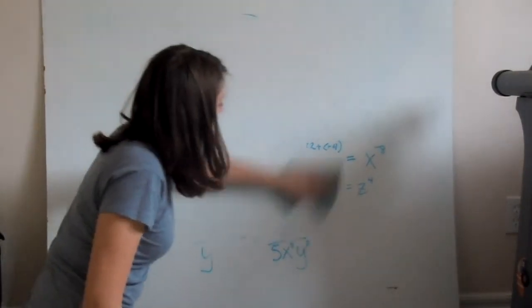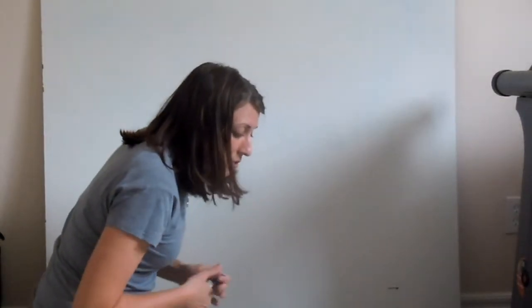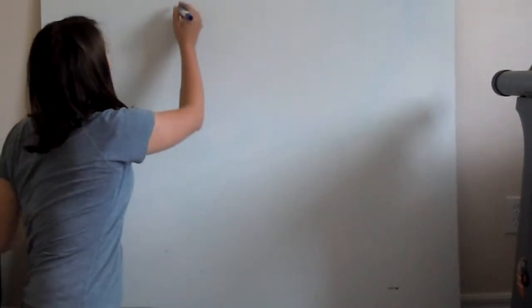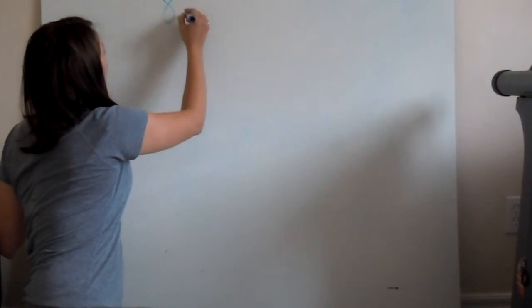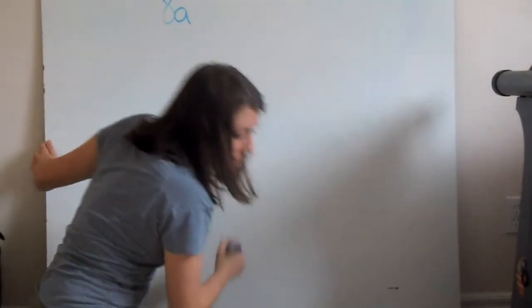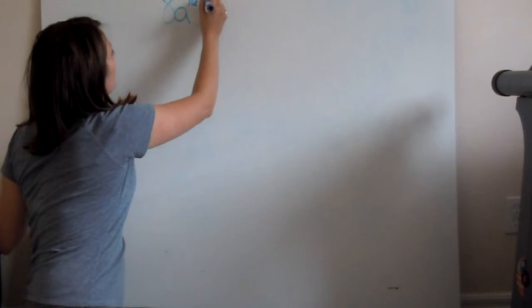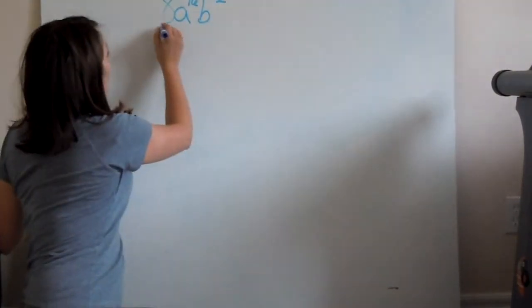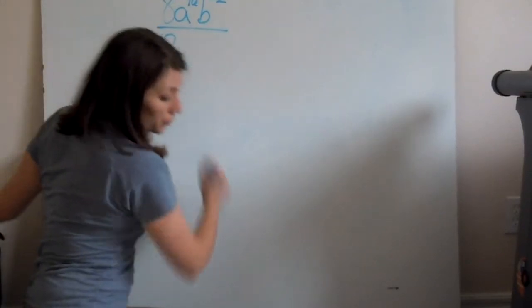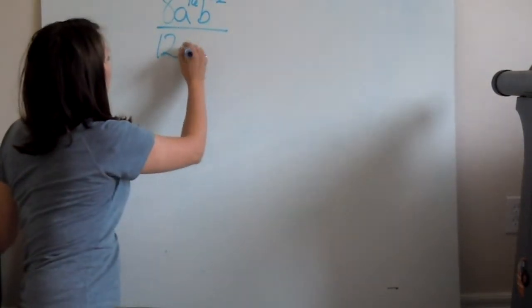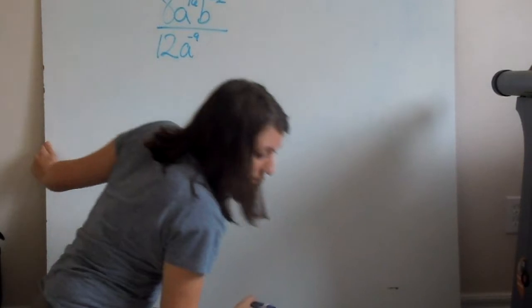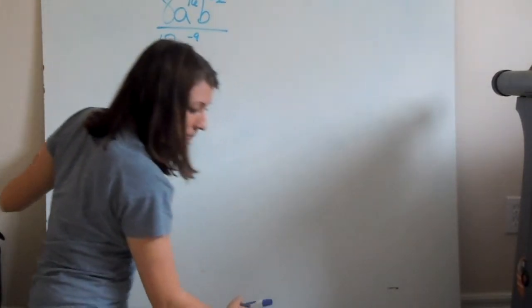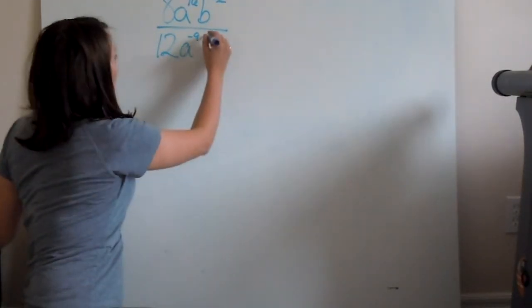Okay, there's one more that I want to do, and that is on page 347, number 59. So we have 8a to the 16th power times b to the negative 2 power, I believe. Yes. Over 12 times a to the negative 9th power and b to the negative 4th power.